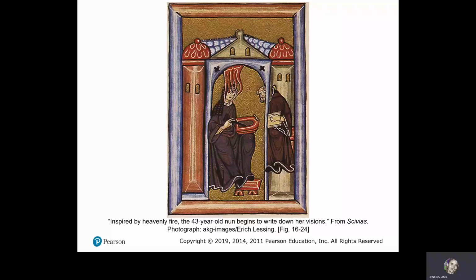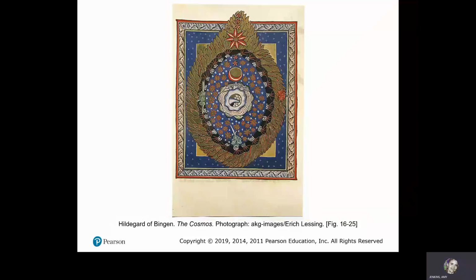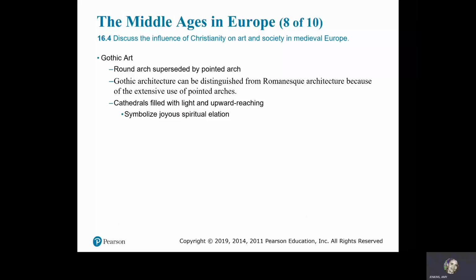Inspired by heavenly fire, the 43-year-old nun begins to write down her visions from Scivias. This is Hildegard of Bingen, the cosmos. Gothic art, where the round arch is superseded by the pointed arch. Gothic architecture can be distinguished from Romanesque architecture because of the extensive use of pointed arches. Cathedrals are filled with light and upward reaching. They symbolize joyous spiritual elation.